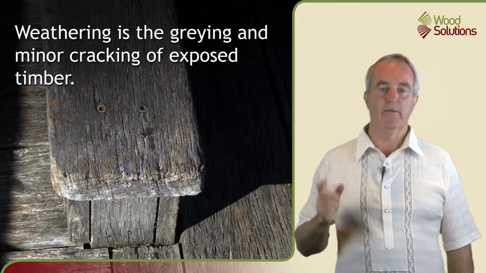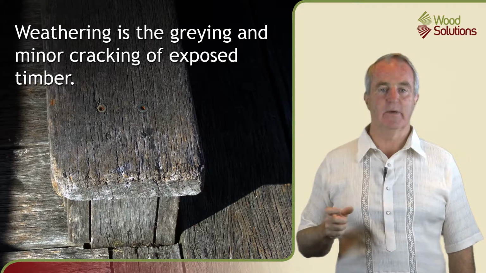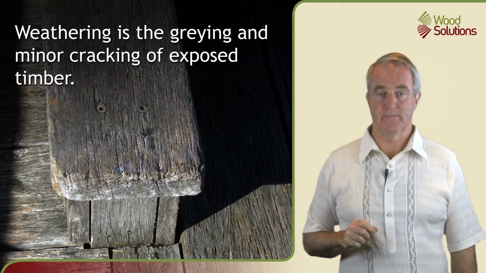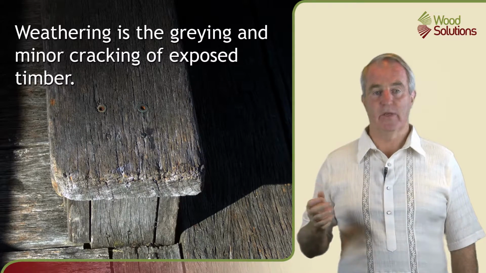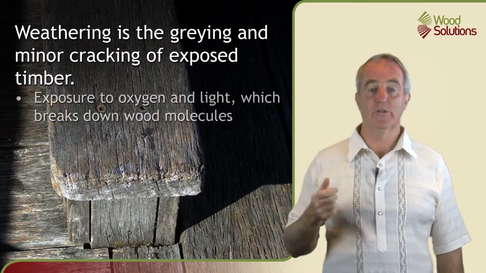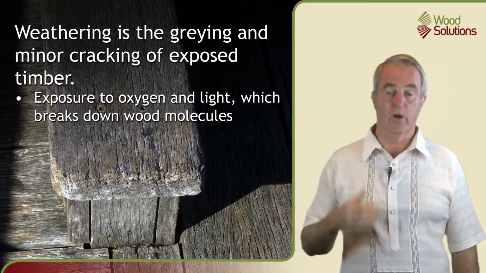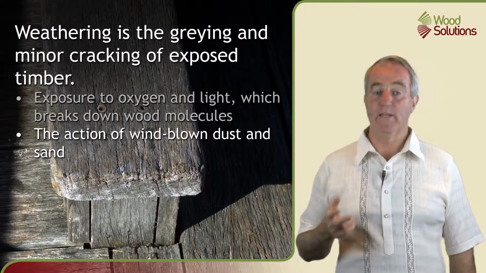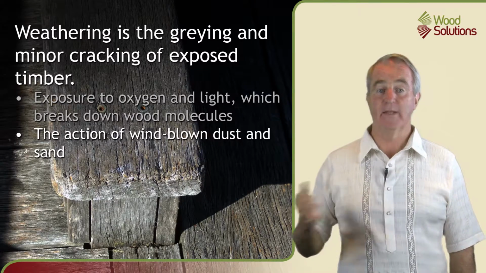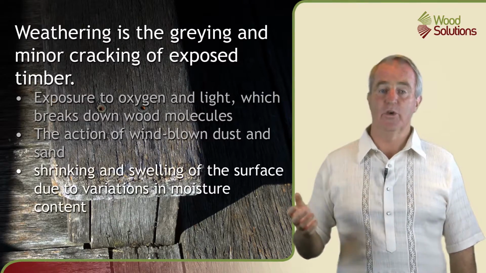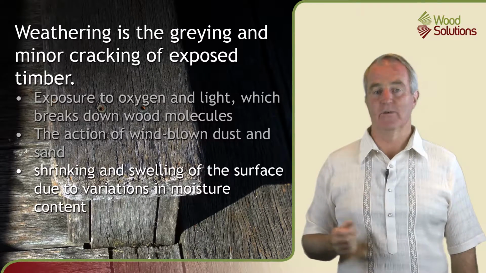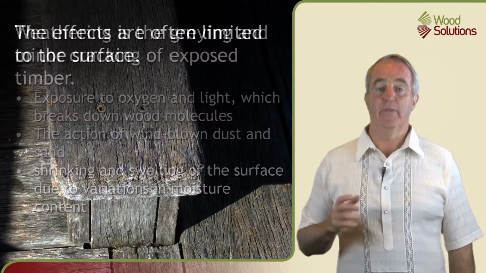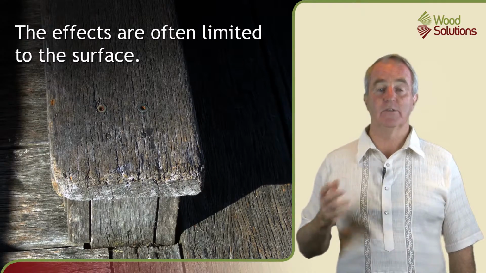Weathering is the greying and minor cracking of unprotected timber due to mechanical or chemical breakdown of the wood surface. This can be due to a number of things. The first is exposure to oxygen and light, which breaks down the wood molecules. Then there's the action of wind-blown dust and sand that abrades the surface, and the alternating shrinking and swelling of the surface due to variations in moisture content. These effects are often limited to the surface of the piece.